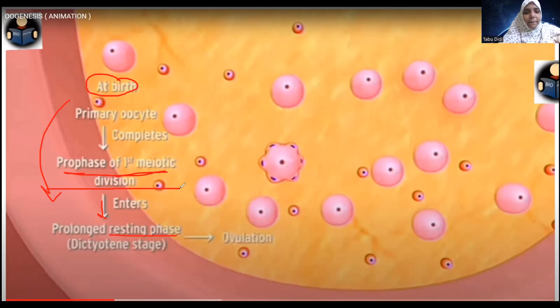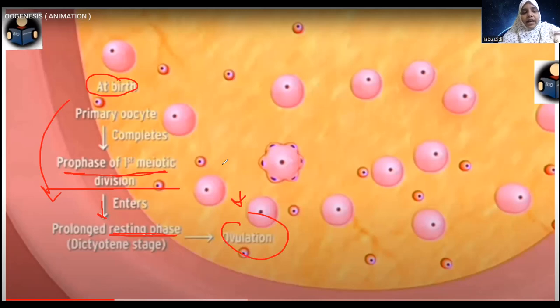Then the birth will happen. Until birth there will be no changes, and after birth, till puberty, nothing will happen. It will remain in the same state till ovulation happens, and this will happen at puberty, when the female reaches approximately 13, 14, 15 years of age. Until puberty and ovulation, this will remain as it is. Then we will see what comes next.